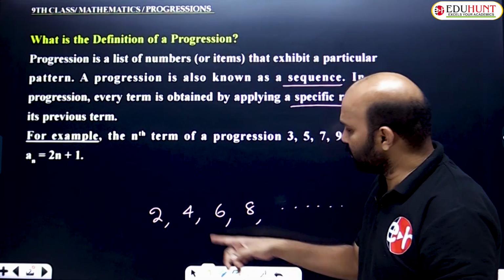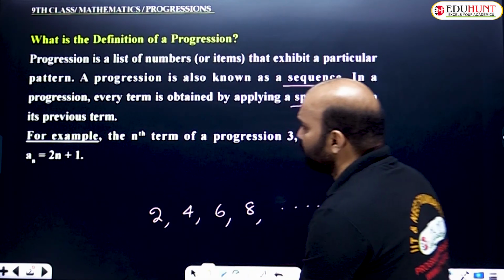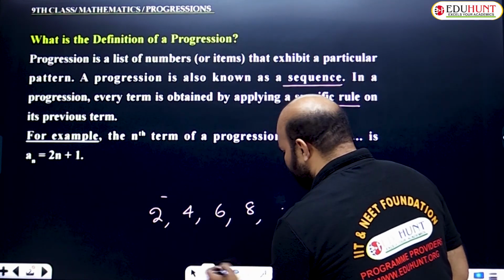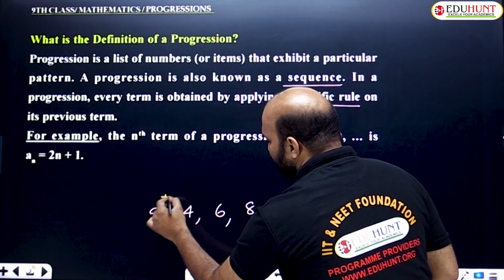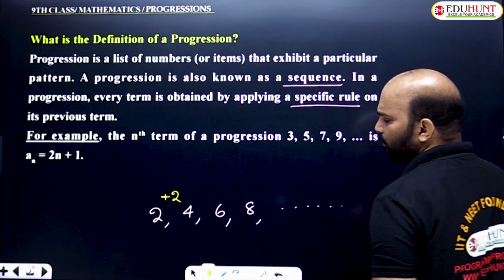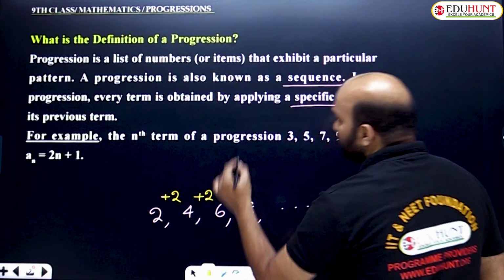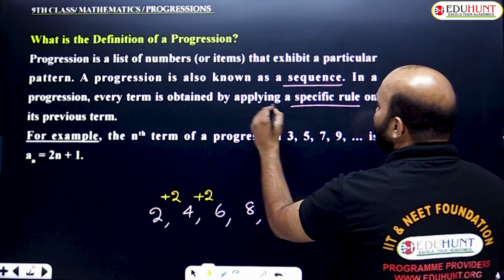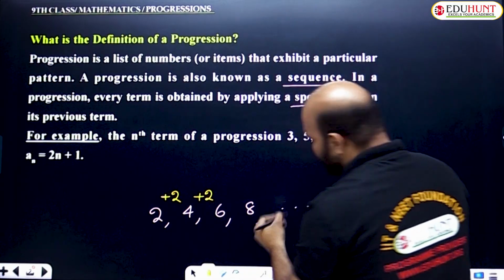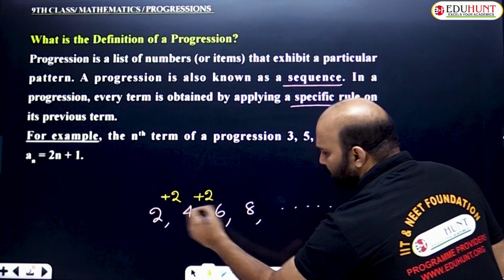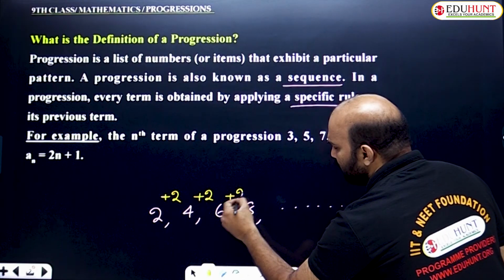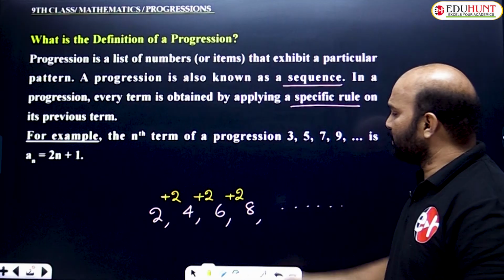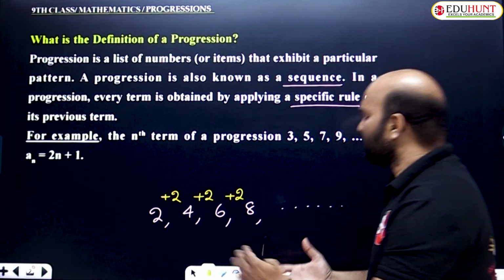So clearly we need to understand here, 4 compared with the previous term: how much difference? 2 difference. Here 2 is a specific rule, nothing but the common difference. So 2 plus 2 is 4, again 4 plus 2 is 6. Every term in the sequence is obtained by applying a specific rule on its previous term. Compared with the previous term, how much above? Each next item is 2 more than the previous item.